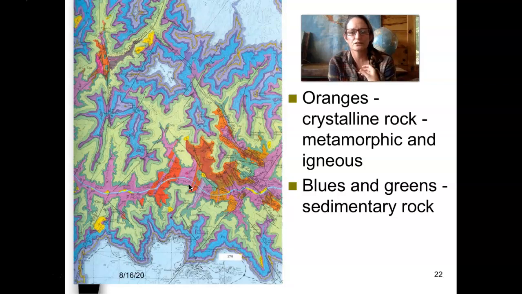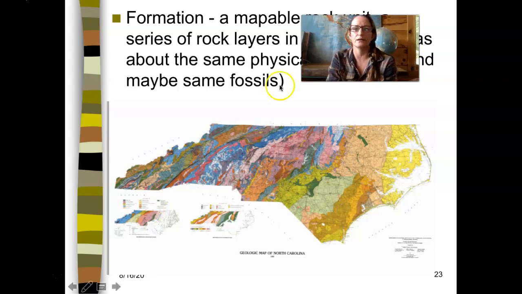The blues and greens are sedimentary rocks, and the oranges are crystalline rocks, like metamorphic rocks. There's the Vishnu schist, and igneous, there's the Zoroaster granite in the inner gorge down here by the Colorado River. So this is a geologic map of the Grand Canyon. Let's look now at North Carolina.